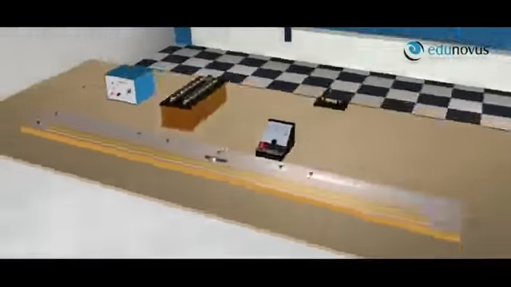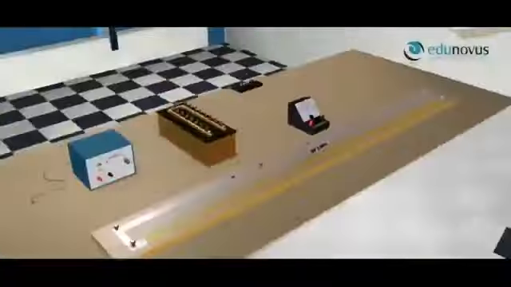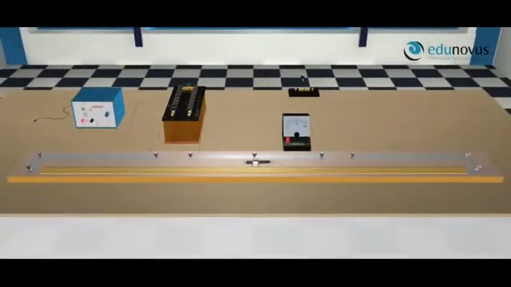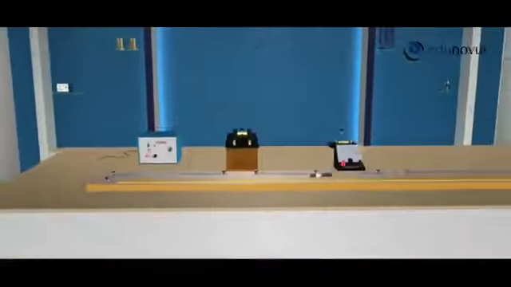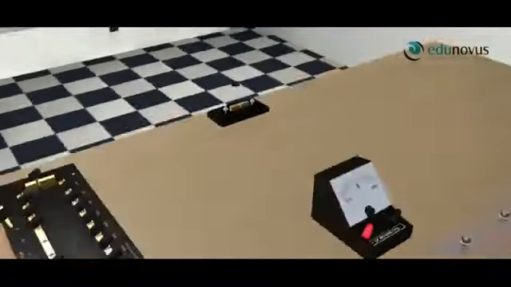Now, let us see how the resistance is measured using the meter bridge. This is the fully connected circuit of a meter bridge. For the first observation, turn on the power supply, take out 7 ohms from the resistance box and insert the key.